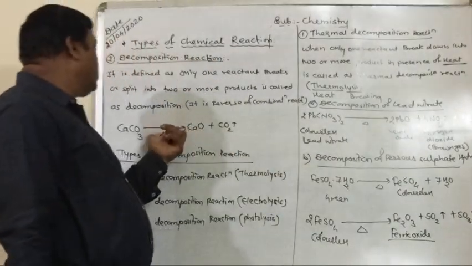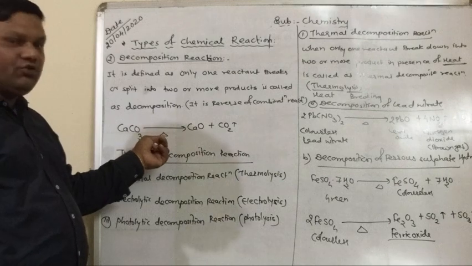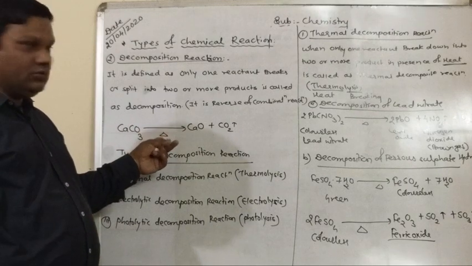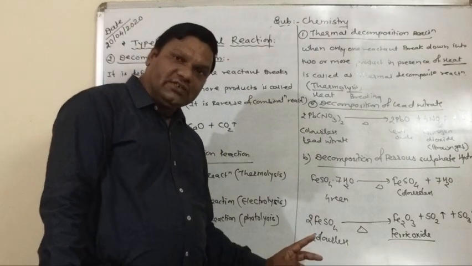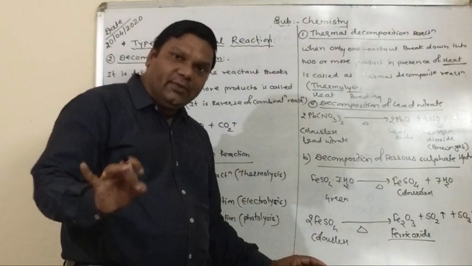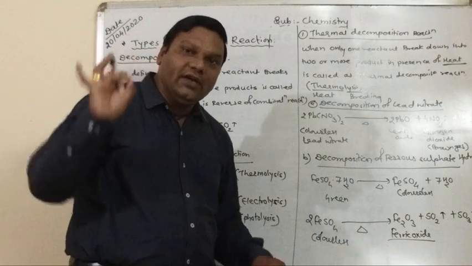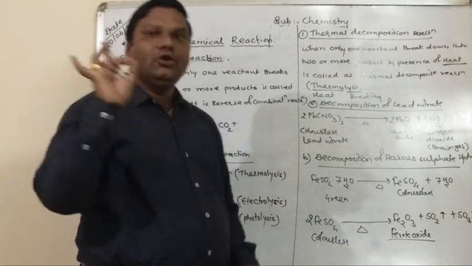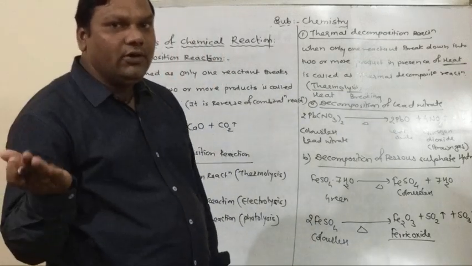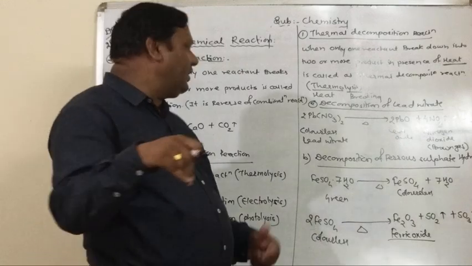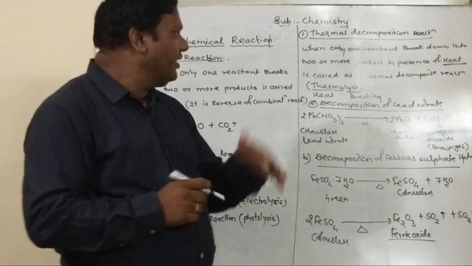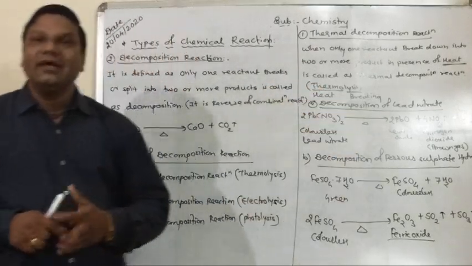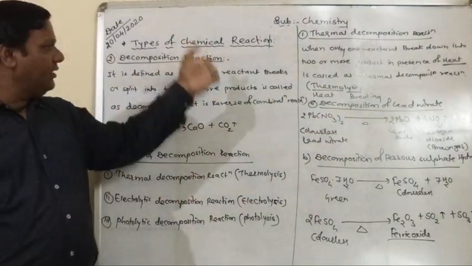So this is the second example, decomposition of ferrous sulfate. Same thing, decomposition of calcium carbonate, again in presence of heat. Understood? So this is a thermal decomposition reaction. Any doubt? Thermal decomposition means only one reactant breaks down into two or more products in presence of heat, and is called a thermal decomposition reaction. It is also named thermolysis. Understood? So please note this down.